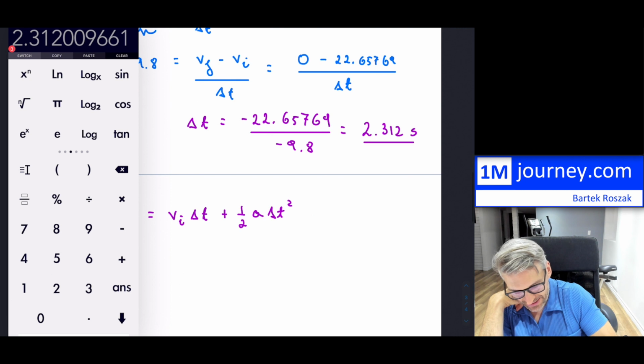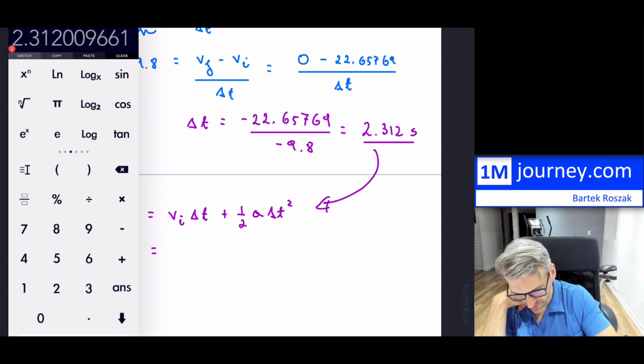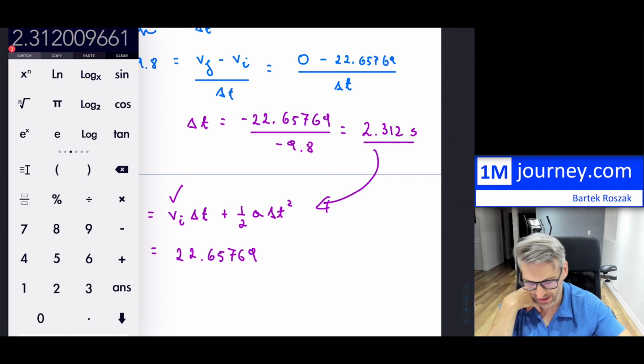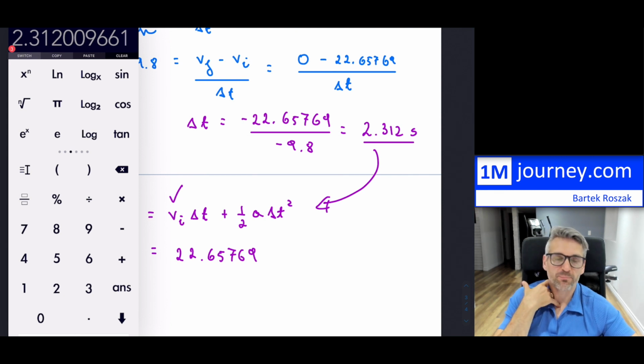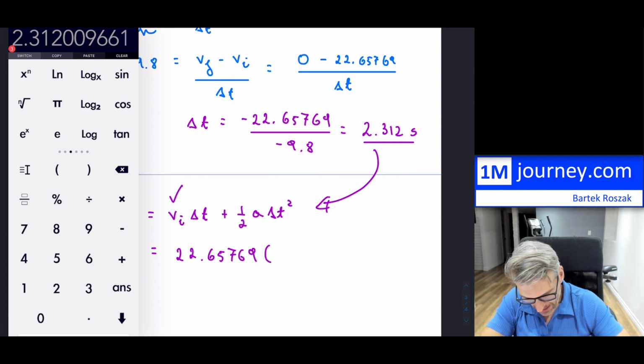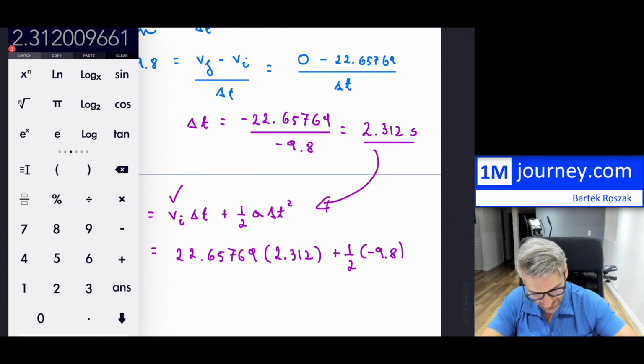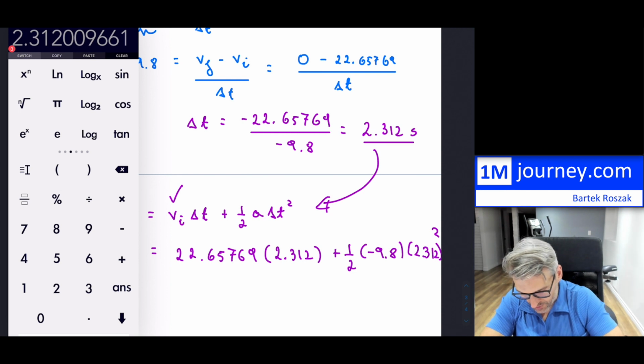Now that I have that, I can substitute it back into here. So from here, I have my initial velocity, 22.65769. Again, enter as many digits as you like, but I'm going to round at the end, so I like to keep 4 or 5 decimal places. I have this, which is 2.312. Now this is going to be plus 1/2 times negative 9.8, and then, again, I'm going to substitute the time and square it.